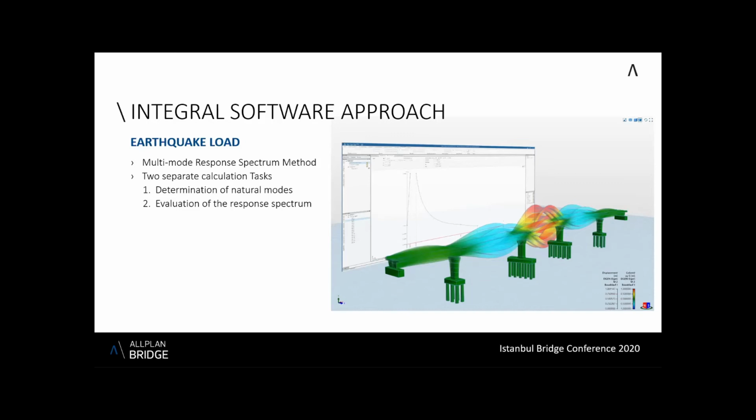So the solution uses the multi-mode response spectrum method for evaluating the effects of seismic loading. The solution consists of two separate tasks in the calculation procedure. Firstly, the determination of relevant natural modes of the structural system, and secondly, the evaluation of the response spectrum prescribed in the design code.